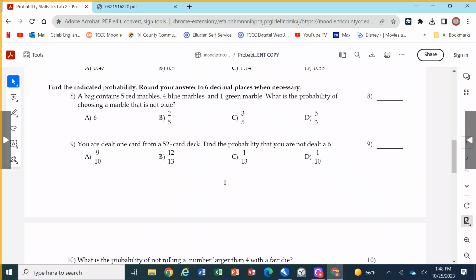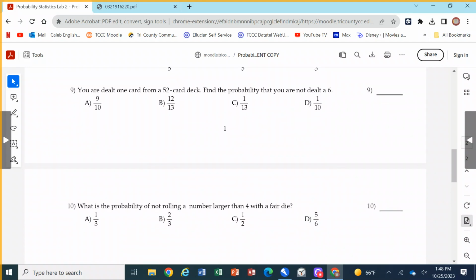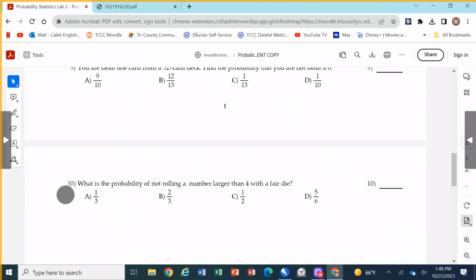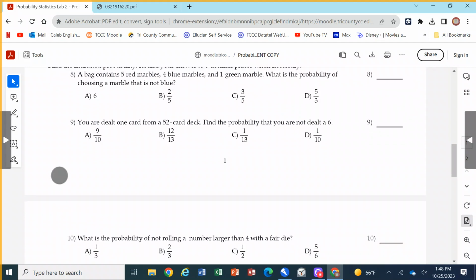Okay? 9, you're dealt 1 card from a 52 card deck. Find the probability that you are not dealt a 6. Okay? And then what is the probability of not rolling a number larger than 4 on a fair die? Okay? The probability of the events not occurring are going to be the trickiest just because of how they're worded.